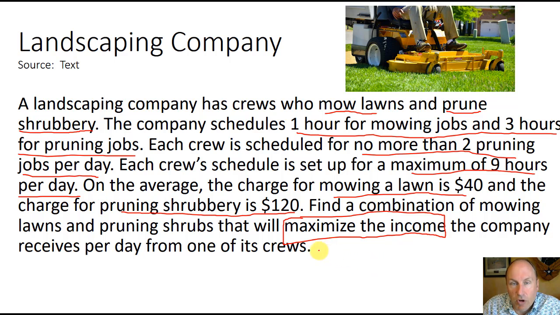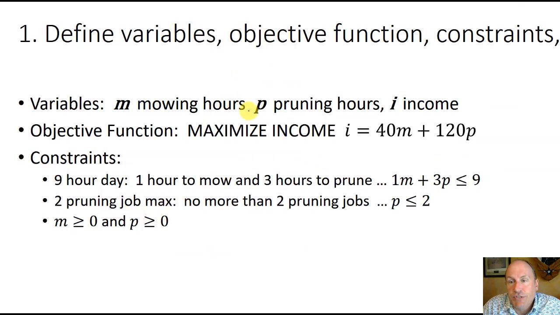This is what linear programming is about, maximizing or minimizing. In this case, we want to maximize income. So let's take all of this information and put it together. So step 1, define the variables, the objective function, and the constraints. Well, the variables are mowing hours and pruning hours. This is what we're in control of as the company. We can decide how many mowing hours and how many pruning hours each of our crews gets. What results is the income, and that leads directly to our objective function, which we are trying to maximize.